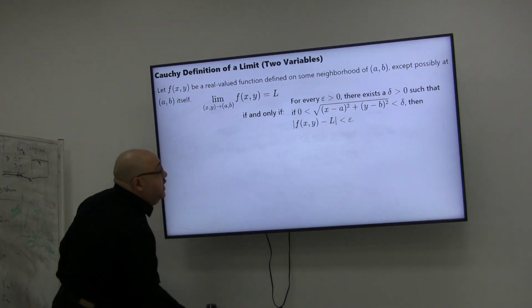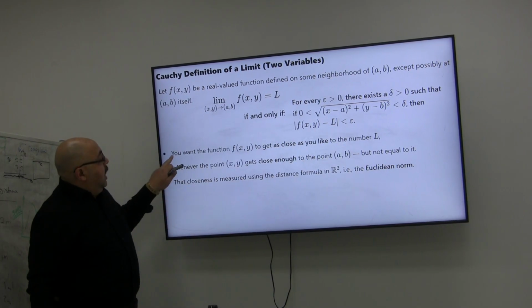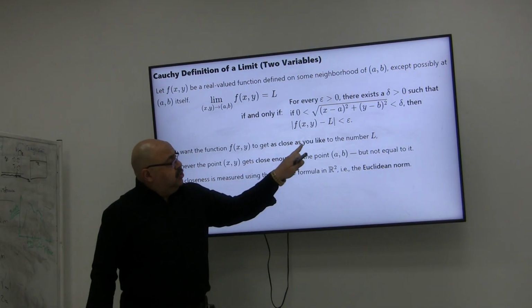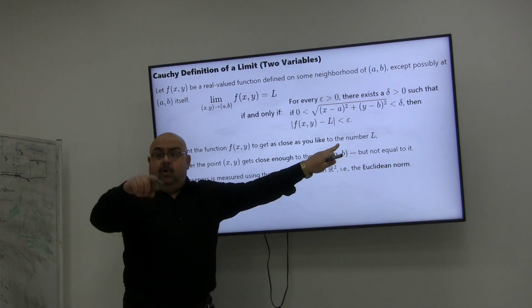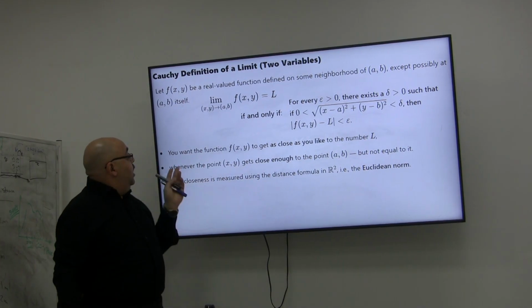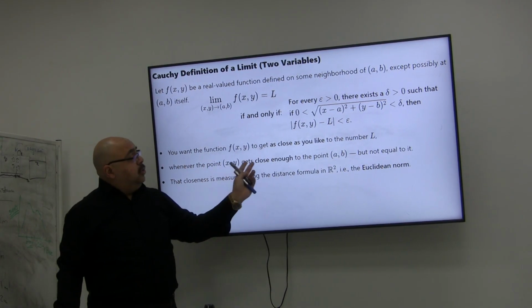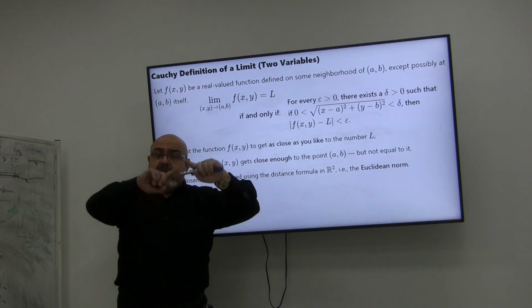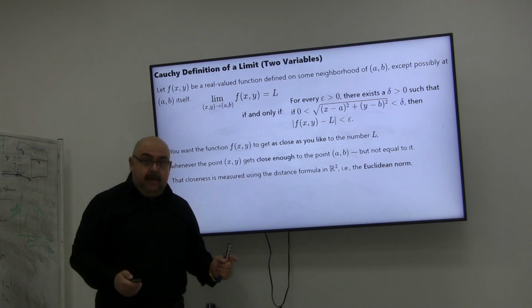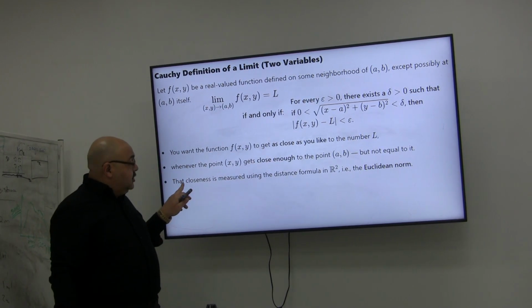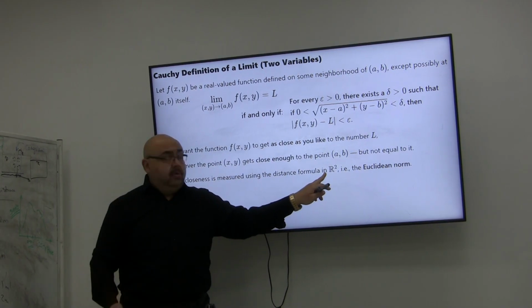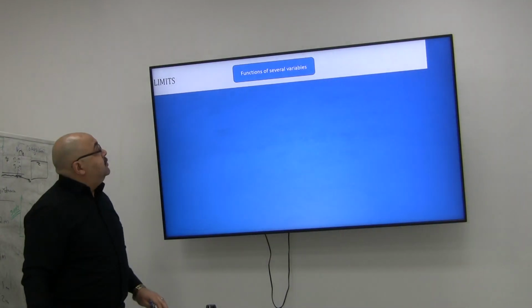So once more, Farid, I want the function f of (x, y) to get as close as you like to the number L, which means the norm is less than delta, as I told you, and less than epsilon. Whenever the point (x, y) gets close enough to the point (a, b), so it is within the open ball with radius equal to delta. That closeness is measured using the distance formula in R2. This is why I'm using the norm in Euclidean space.